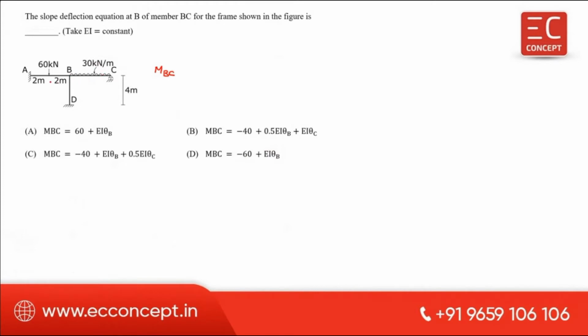So anyhow, as per the value given, you have to consider this also as 4. But anyhow, this is a mistake by the question setters. Okay, but you have to consider this as 4. Now here there was a slope, you know, the rotation. Here there is a rotation, here there is a rotation. Therefore, theta B and theta C will be present.